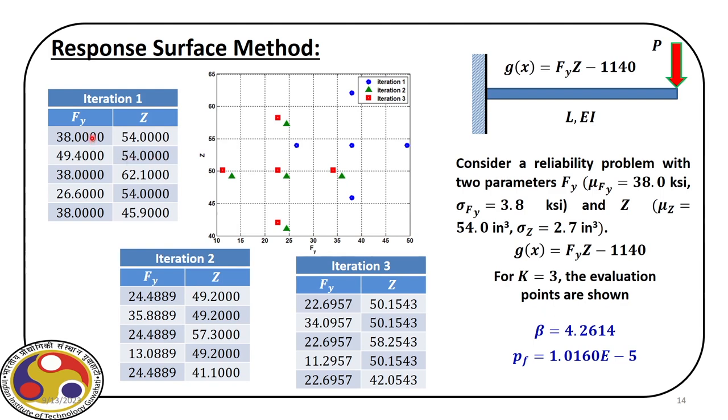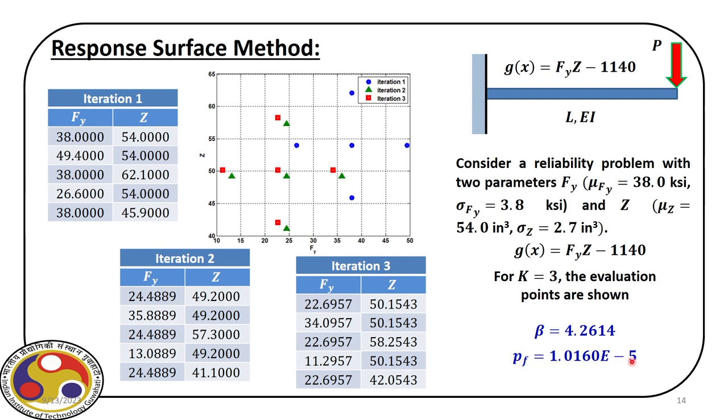Now in this case, you can see in the first iteration we have a set of 5 points. These are the support points. Based on that we estimate beta, and the design point xn. Using that as the reference point, we generate 2n more points. So these are the support points in the second iteration. Then again, we estimate beta and the design point, and that we use as the reference point in the third iteration, and in and around that reference point, we generate 2n more points, and then finally the result is converged. So in this case, our estimated beta is 4.2614, and corresponding PF you can see on your screen.